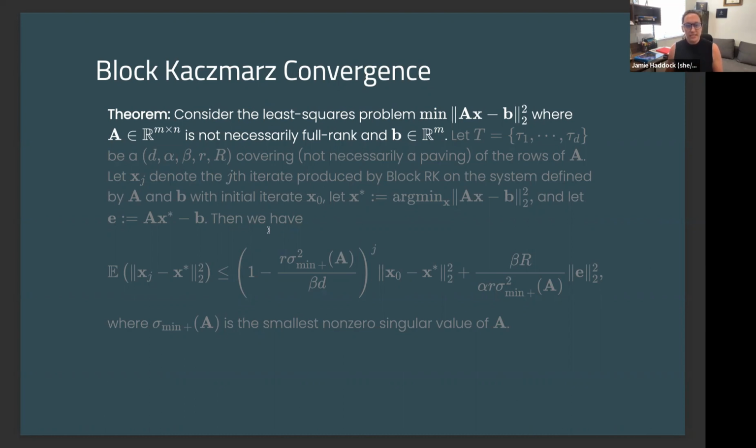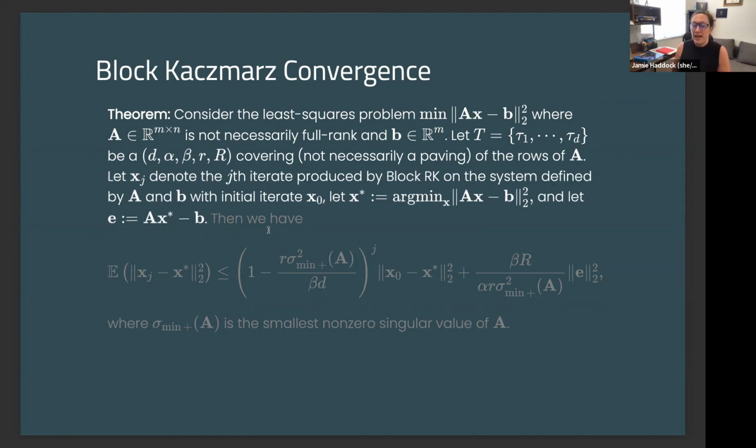Okay, so the result here says, let's imagine you have some least squares problem defined by matrix A and vector B. We don't assume that A needs to be full rank. It could be not full rank. We have some row covering, right? It doesn't need to be a row paving of all of the rows of A, with parameters D, alpha, beta, little r, and capital R. We imagine running the block Kaczmarz method on the system defined by A and B with initial iterate x0. And we're asking ourselves, how quickly are these iterates converging to the least squares solution to the problem?